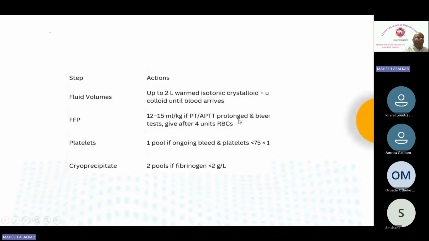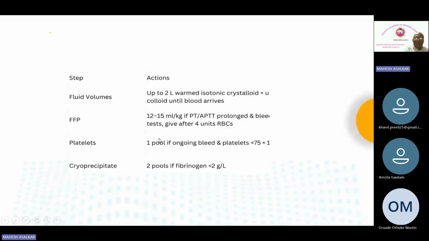Then platelets, one pool if there is ongoing bleeding and platelets are less than 75,000, you give platelets, and cryoprecipitate, you will give 2 pools if the fibrinogen is less than 2 gram per liter. So you need to remember these particular values because they are frequently asked. And you need to remember the dose also, per kg. Again, there are a few clues here. We'll see in the subsequent slide.